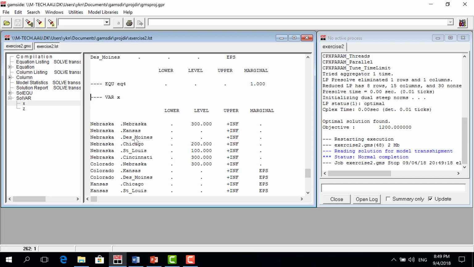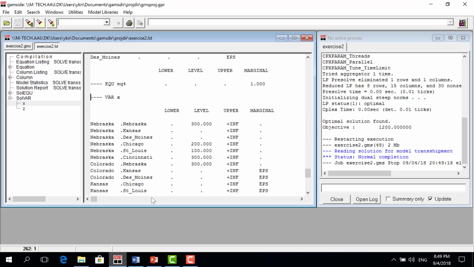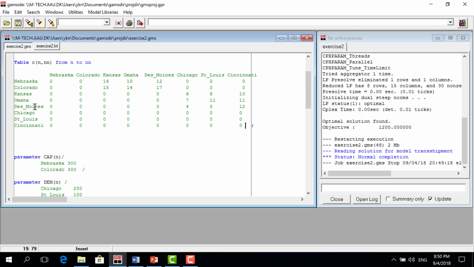because Nebraska would not deliver to itself, right? Nebraska to Chicago, it's not allowed because from here, Nebraska to Chicago, there is no direct flight or direct routing. We have to go maybe from Nebraska to Kansas or Omaha on the one before going through Chicago. And we have to learn why we have this kind of solution.